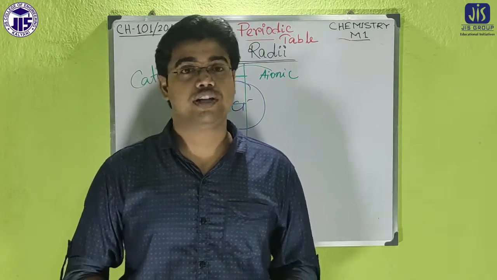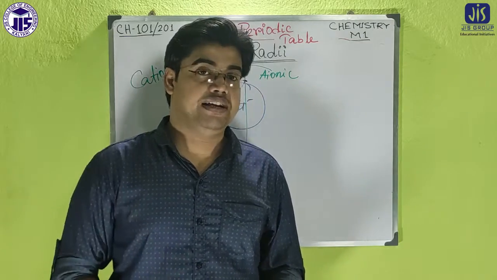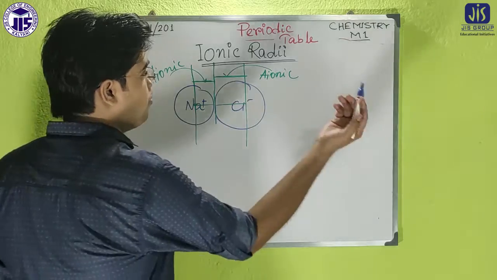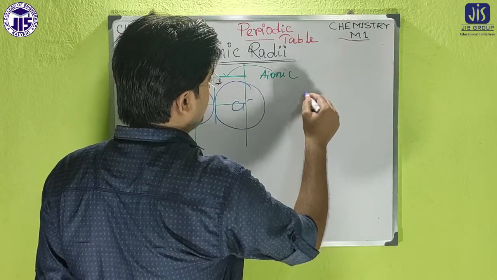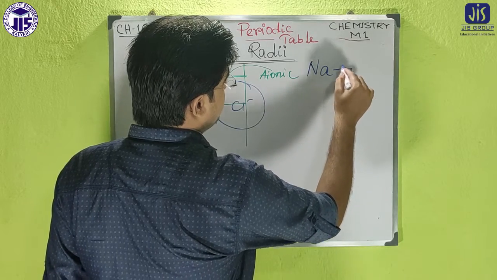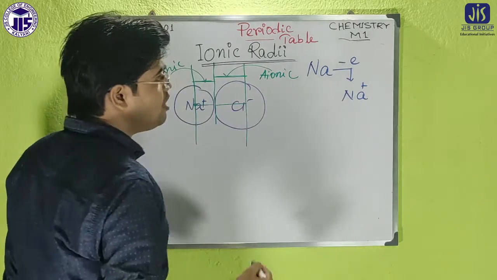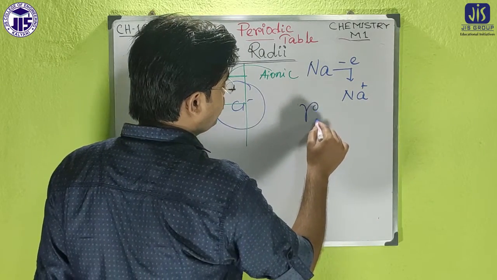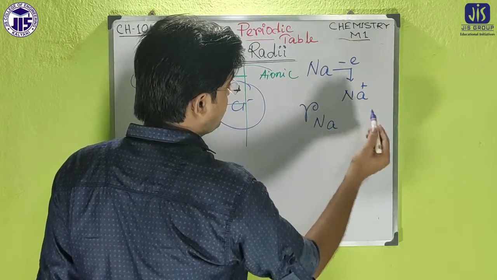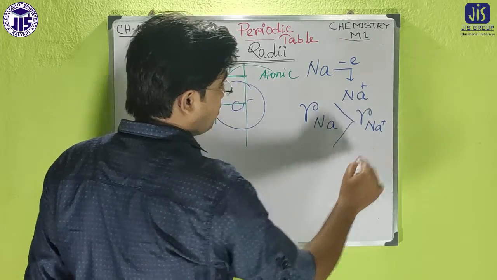Okay, so in case of ionic radii, if we want to compare the ionic radii of two ions, then first of all we have to know commonly that if Na, any atom, loses one electron it forms Na plus. So generally the radius of Na will obviously be greater than the radius of Na plus.